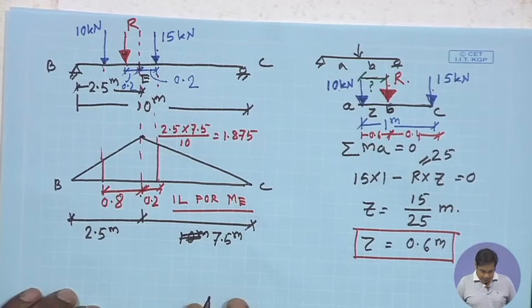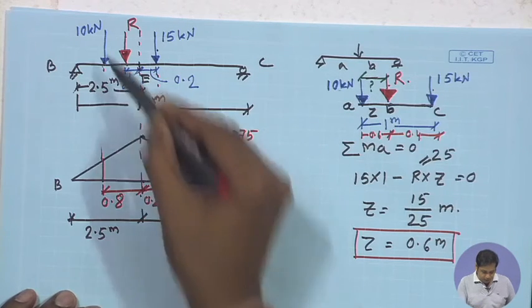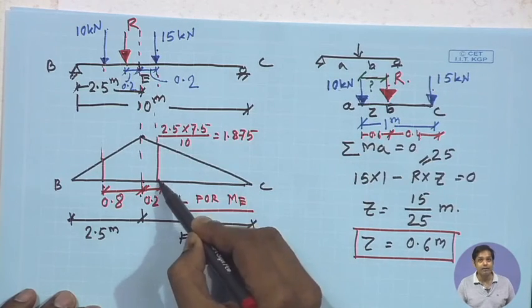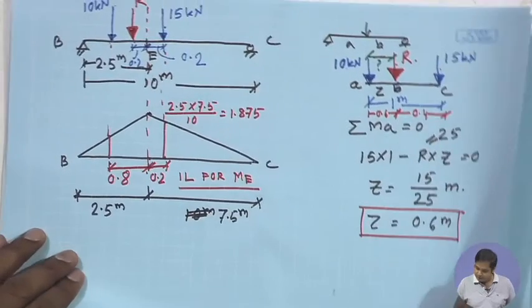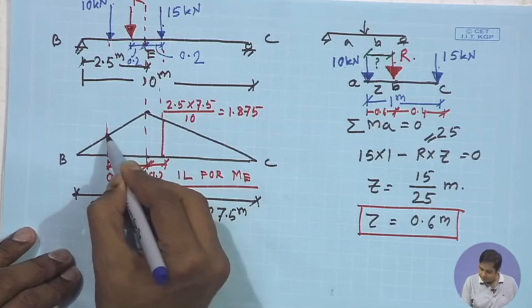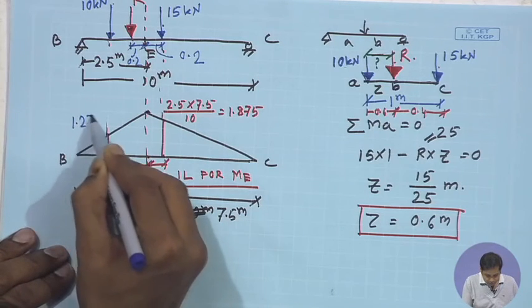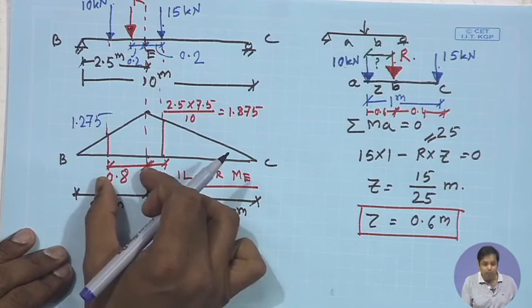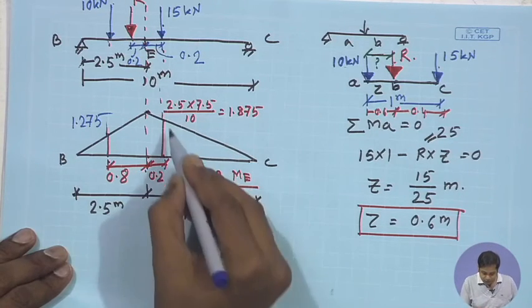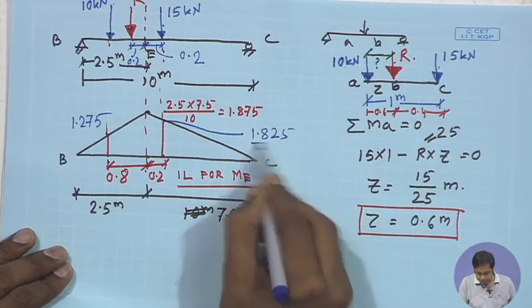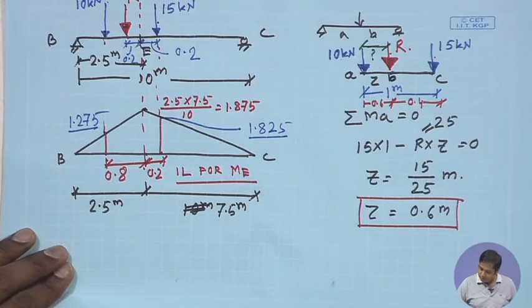Okay. Now, next what we have to find out is the moment. Moment will be 10 kilonewton multiplied by this distance and then 15 kilonewton multiplied by this distance. If you find out these distances, I leave it to you, this value will be 1.275, because we know all these distances, this is 2.5 meter, this is 0.8 meter and this is 0.2, and similarly this value will be 1.825.